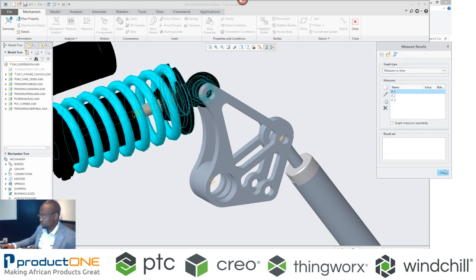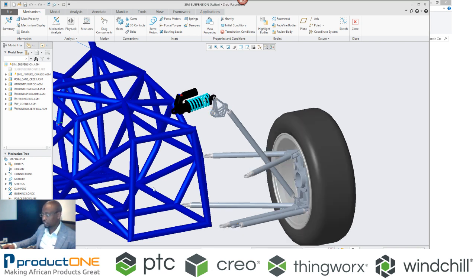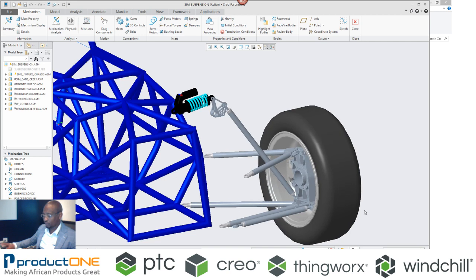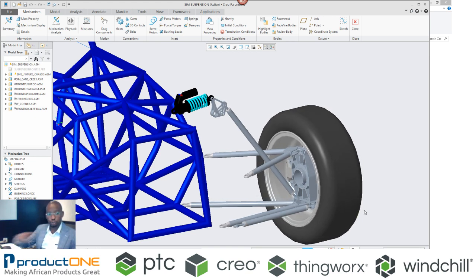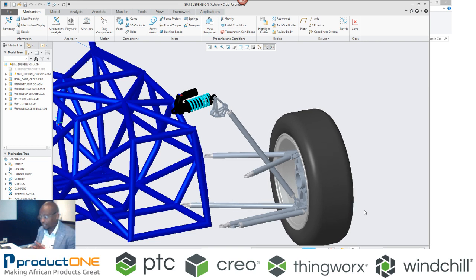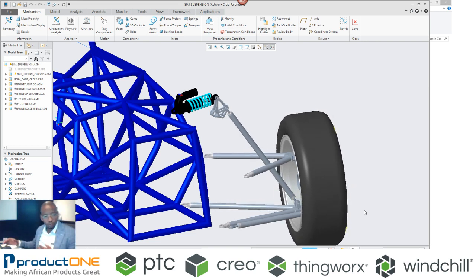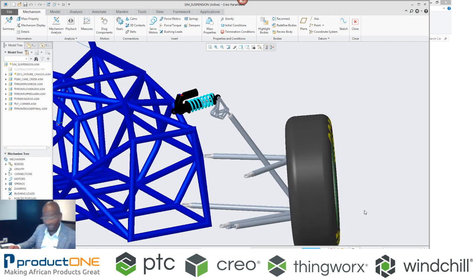So if I were to go and play this mechanism analysis, this is essentially what I get. I have the car going around, it's turning, and as you can see, the push rod is also going up. It compresses the spring, and all of this is possible with mechanism design. And this design study is the mechanism design option.